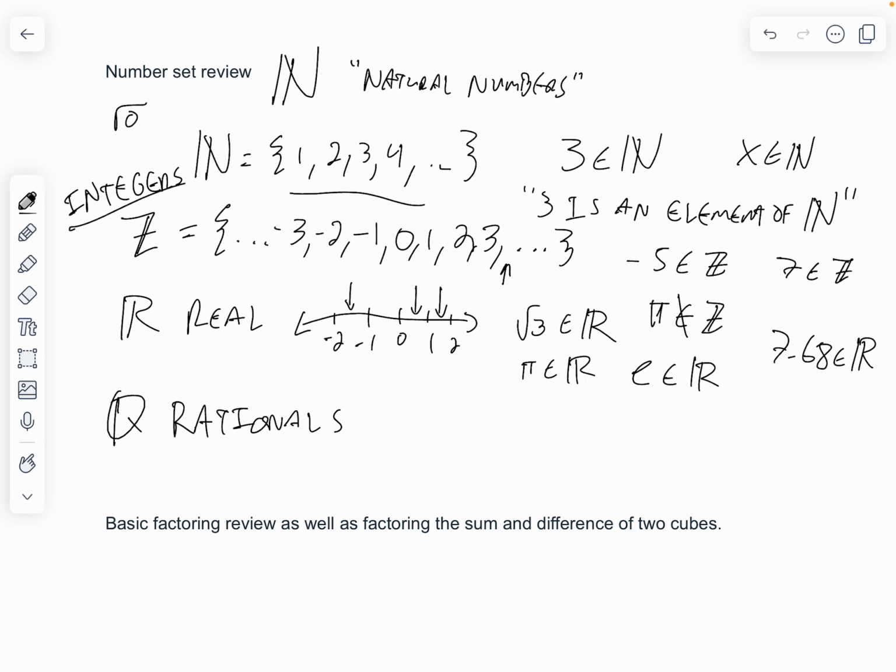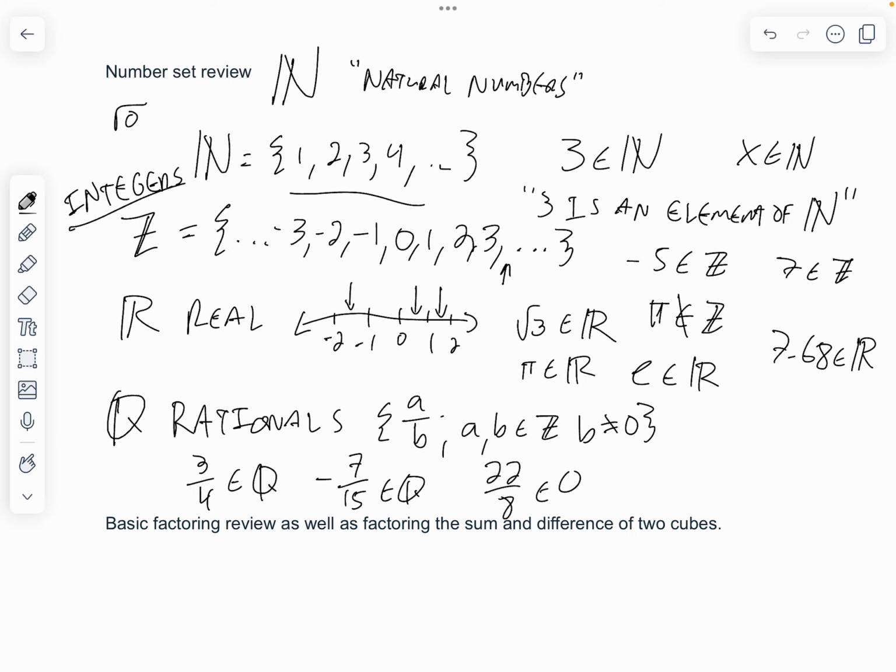Q comes from quotient, right? So it's rationals. Rationals are anything that you can write, sometimes this is called set builder notation, this way: a over b, where a and b are integers. But b, of course, cannot be 0 because you're not allowed to divide by 0. So some examples: 3/4 is a rational number. -7/15 is a rational number. 22/8 is a rational number, right? As long as you have an integer on the top and bottom, those are all going to be rationals. These are the ones that come up the most. Sometimes you'll see things like this.